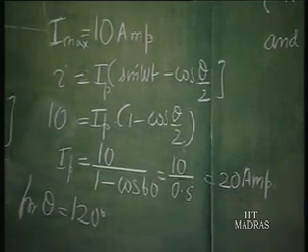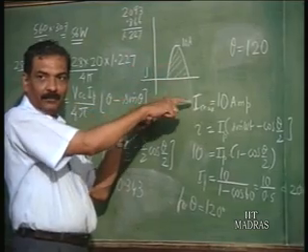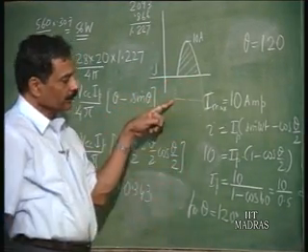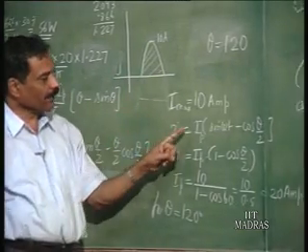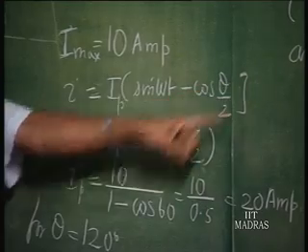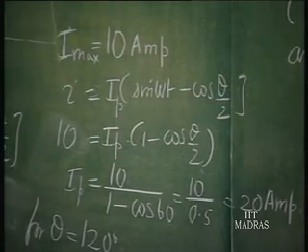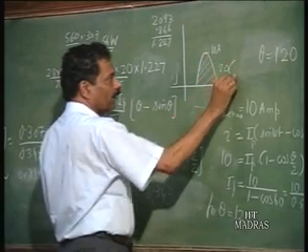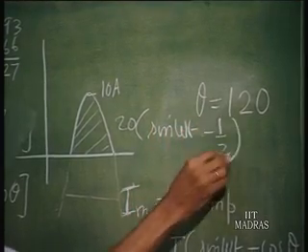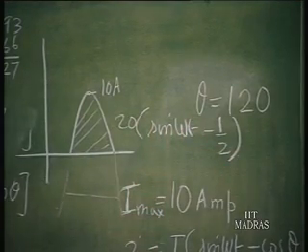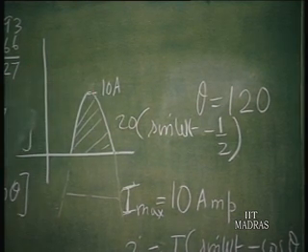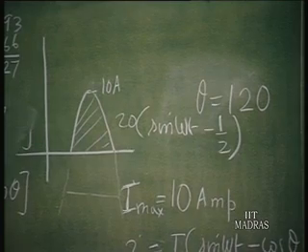What it means is, this is a part of a sine wave whose peak current is 20 amperes. So, you can define this current waveform as 20 sin omega t minus half. That is the definition of this waveform, 20 sin omega t minus half. So, it has a peak current of 10 amperes. So, the current waveform is well defined now.